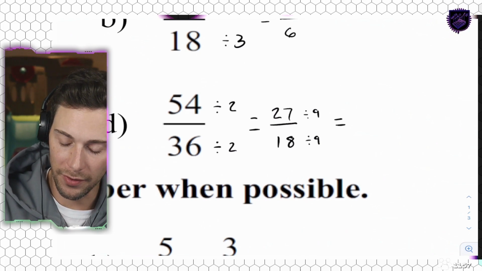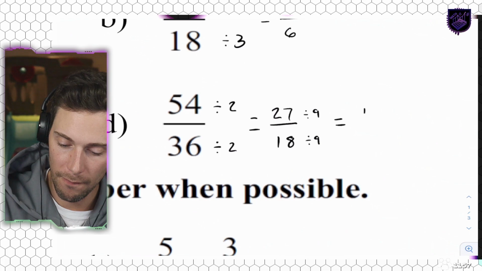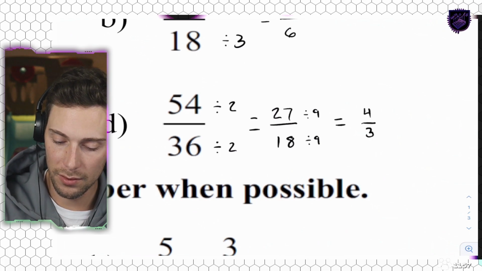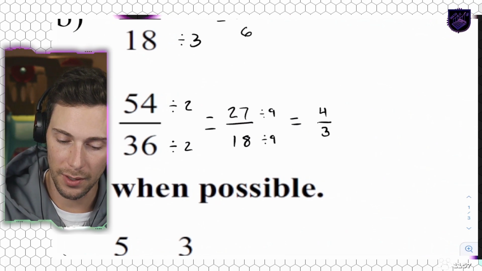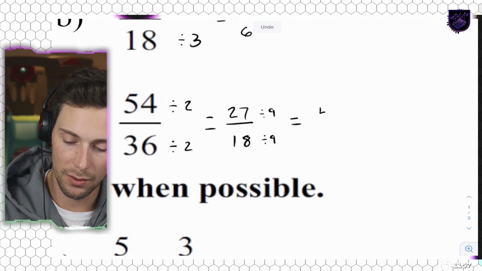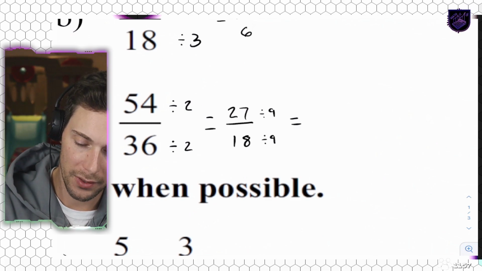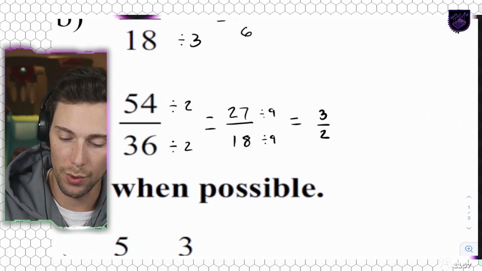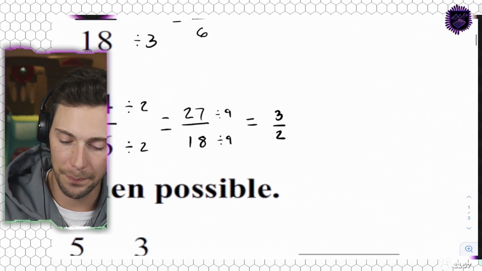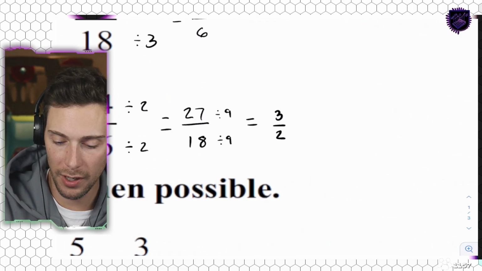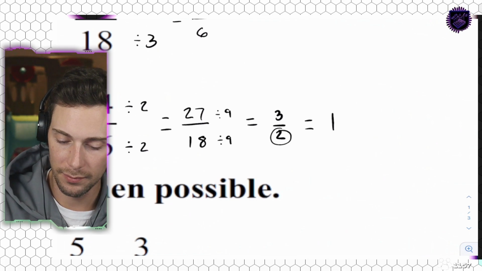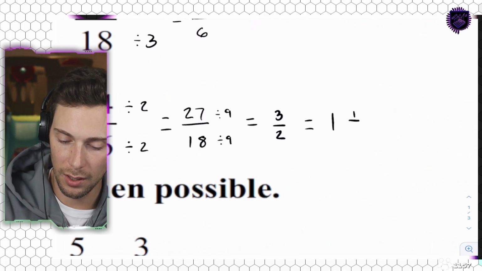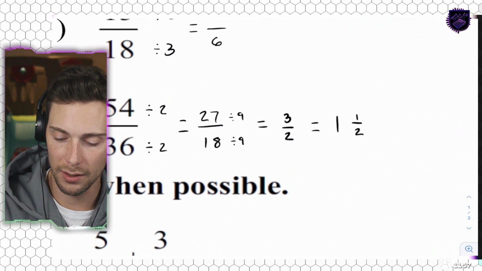So we simplify once again, which will be 4 thirds. Sorry, that's not right. It's 3 halves. 3 over 2 is what I'm looking for. And then we can turn this into a mixed fraction simply by taking out that whole group. There's one whole group in here, and that leaves us with 1 and 1/2 as our final answer.